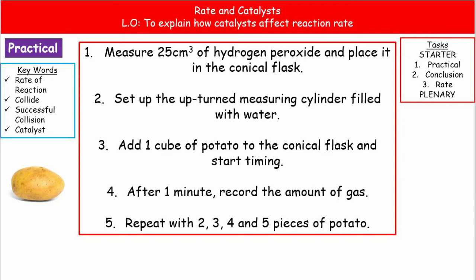So the first thing we're going to do is measure 25 centimeters cubed of hydrogen peroxide and place it into our conical flask. We'll set up our upturned measuring cylinder filled with water as usual, and then we're going to add 1 cube of our potato to the conical flask and start timing. After a minute, we record the amount of gas made, and then we repeat the experiment using 2, 3, 4 and 5 pieces of potato. So I'll leave this up for a couple more minutes for you to write down those methods for me.